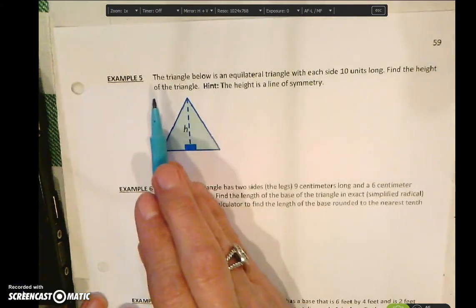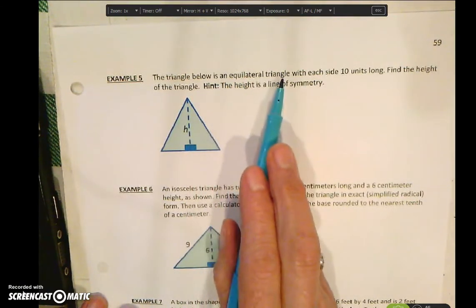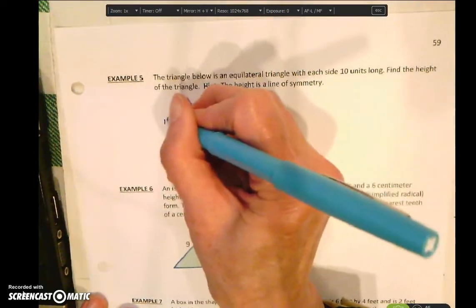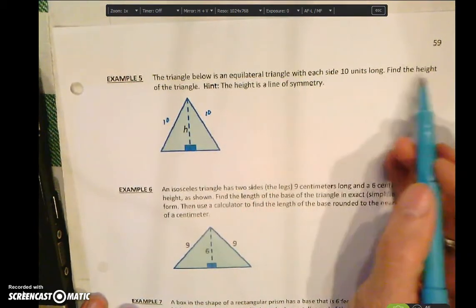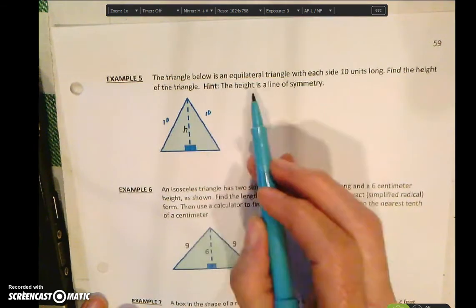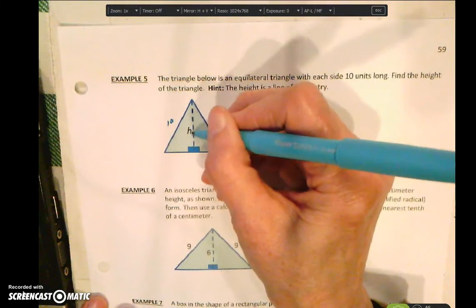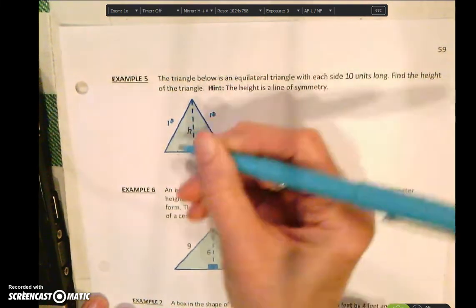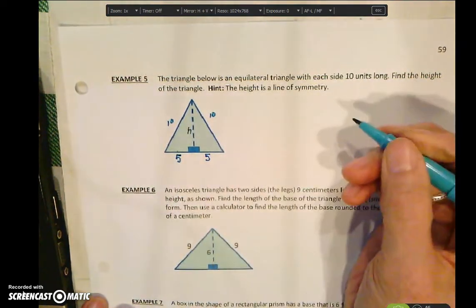All right, so here we go with example 5. We have a triangle below. It's equilateral. Remember that equilateral means that all the sides are the same, and each side's 10 units long, so they're all 10. It says find the height of the triangle. A hint: the height is a line of symmetry. In an equilateral triangle, the height splits the bottom into equal parts. So there's going to be 5 on this side and 5 on this side to add up to my 10.